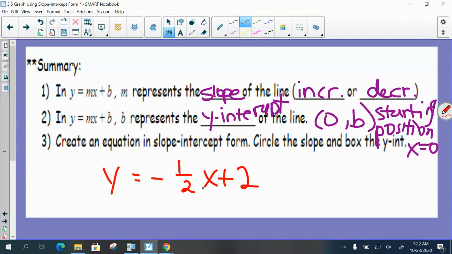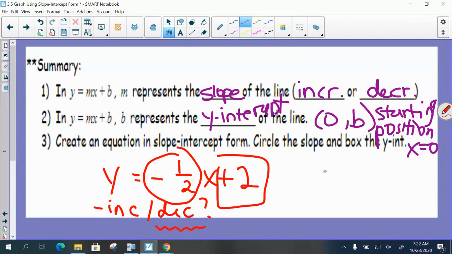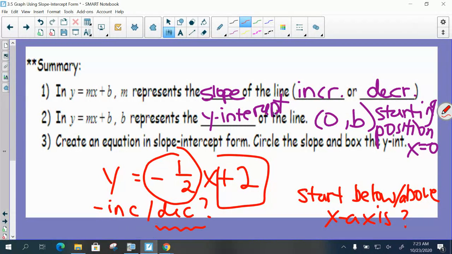Now, for my equation, you can pick a different equation. Is my equation increasing or is it decreasing? And ask yourself about your equation. So since mine has a negative slope, it would be decreasing. So I'm supposed to circle the slope. So there's my slope. And then here's my y-intercept. Okay, and then another question, does it start below or above the x-axis? Well, since my y-intercept is 2, that means it's going to start above the x-axis when the y is equal to 2.